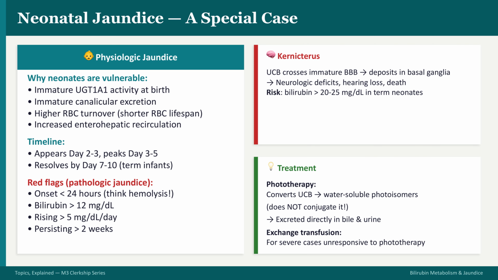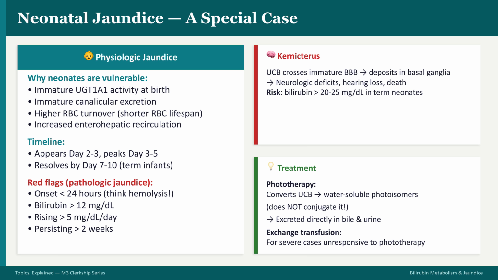Before we move to the clinical workup, let's talk about neonatal jaundice because it's a special and extremely high-yield case. Newborns are uniquely vulnerable to unconjugated hyperbilirubinemia for several reasons. UGT1A1 activity is low at birth, canalicular excretion mechanisms are immature, red blood cell turnover is higher because fetal red cells have a shorter lifespan, and enterohepatic recirculation is increased.